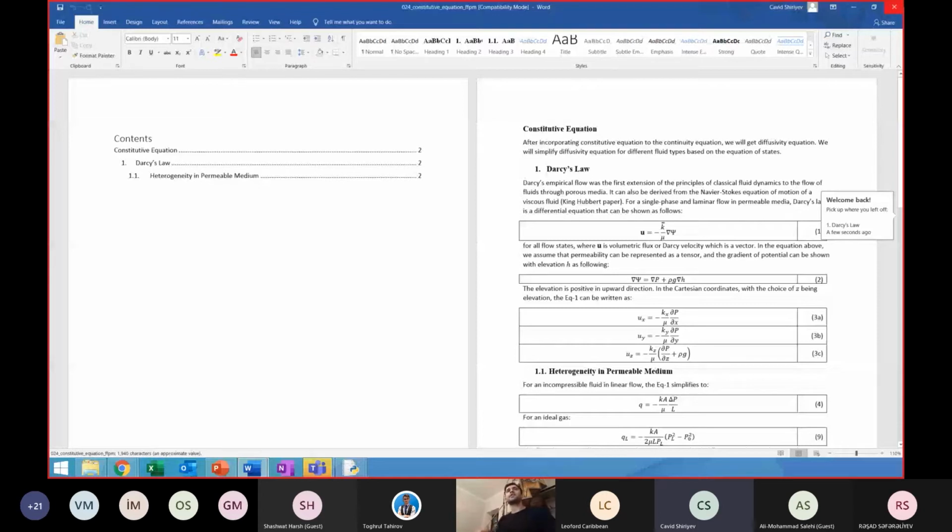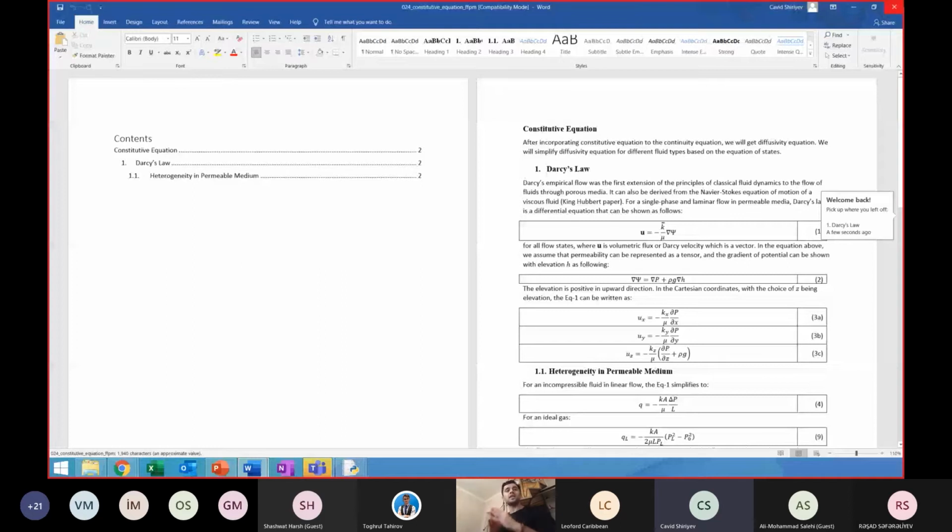In the next session, we will try to solve the slightly compressible fluid, which is the full diffusivity equation shown here. For the incompressible fluid, we have the Laplace equation. For slightly compressible fluid, we have the diffusivity equation shown here. And this eta is the hydraulic diffusivity, which is defined as shown here. And this K is the permeability, phi is the porosity, mu is the viscosity, C is the total compressibility.